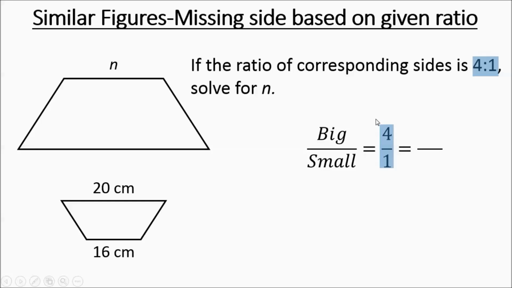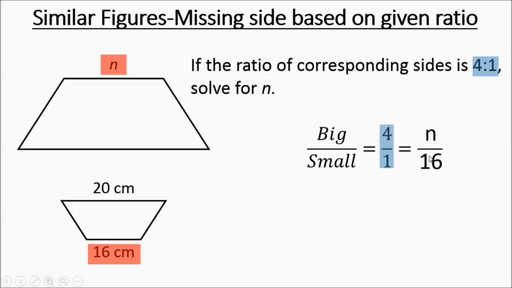Now, if we're doing big to small, 4 is the bigger number, so that's going to be the numerator, big to small. So then you figure out what corresponds to n. You want to be careful. N is the smaller side of these two parallel sides. So down here, 16 is the smaller side of these two parallel sides. So n is from the big shape, so it's going to be n over 16.